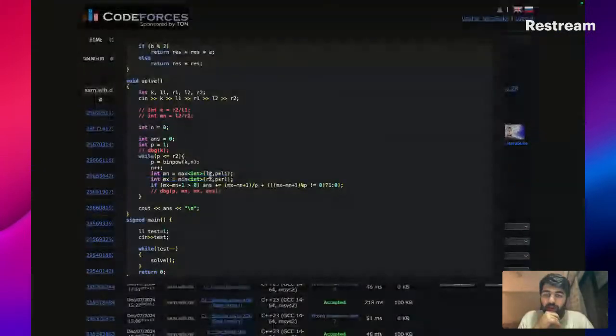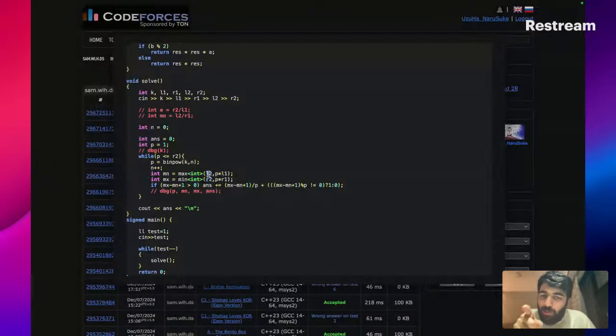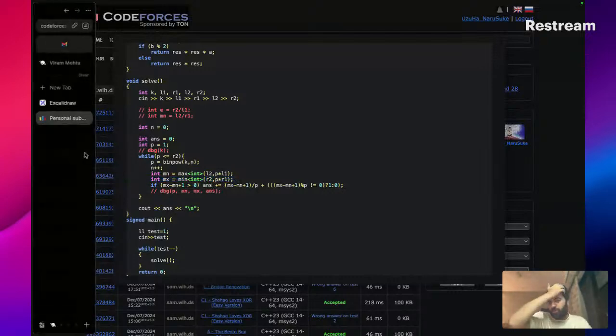It can't be max L2. It has to be the first multiple of P after L2, the smallest multiple of P after L2. And this has to be the greatest multiple of P before R2, less than or equal to. Yeah, this should be the error.